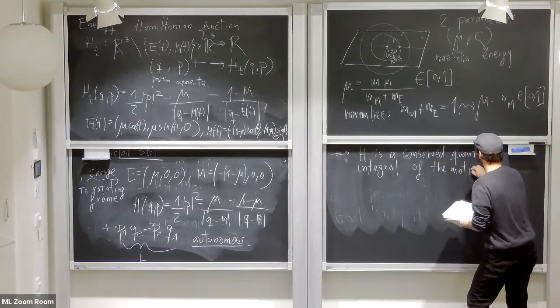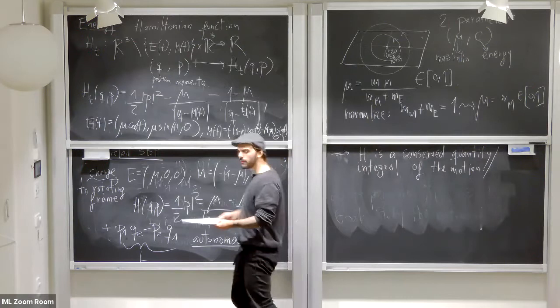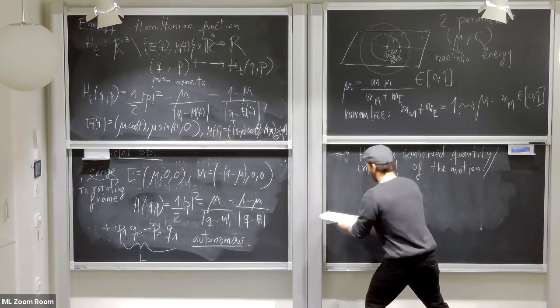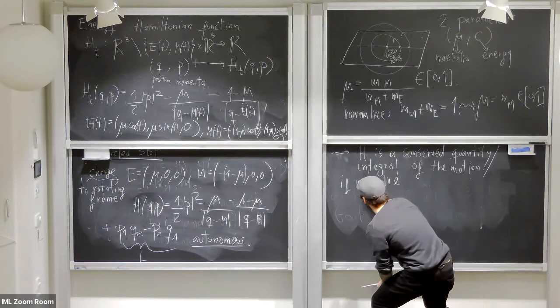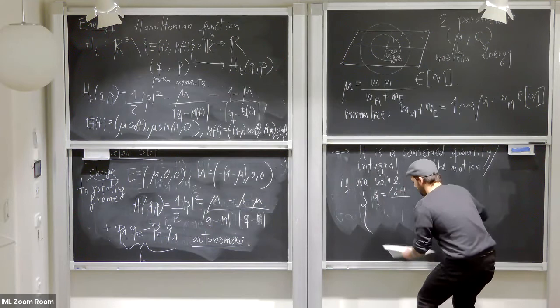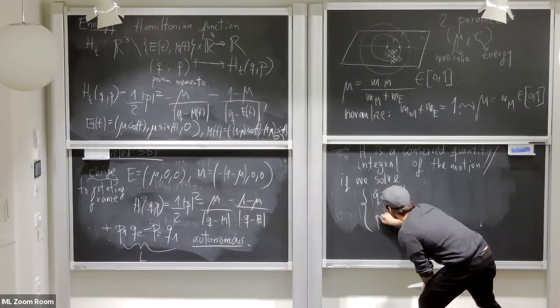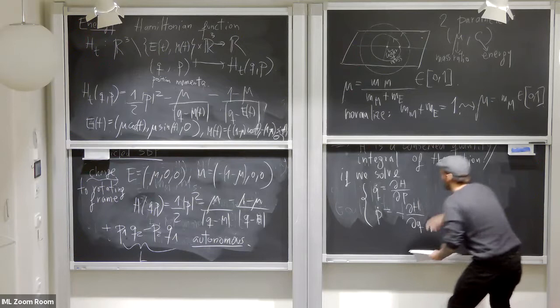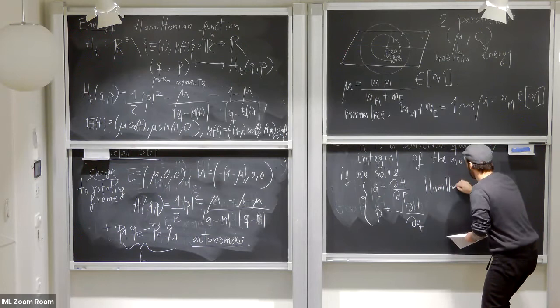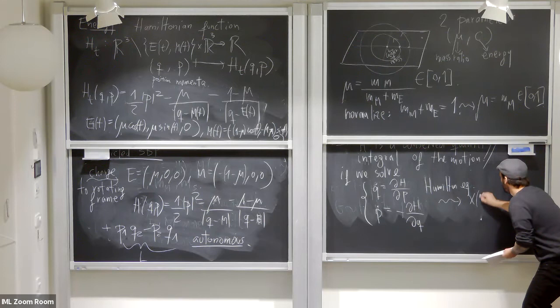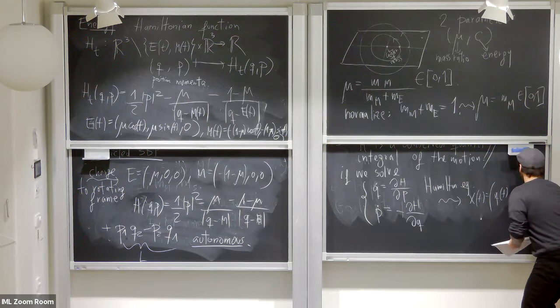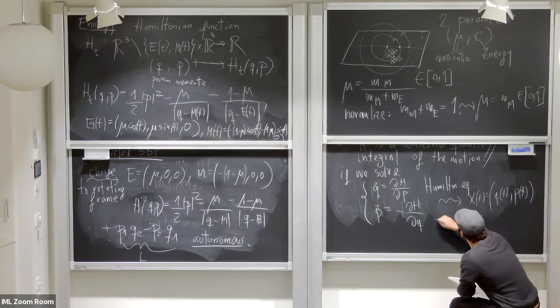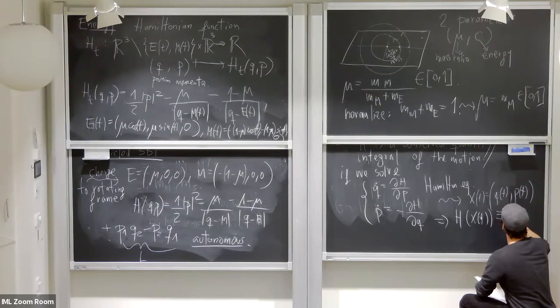And if you give me a Hamiltonian, what I do in physics, first thing I do is write down the Hamilton equations and solve them, which are the following. So we solve the equations q dot equals the derivative of H with respect to p, and p dot equals minus the derivative of H with respect to q. So I solve these two equations, which are called the Hamilton equations, and I get some solution x(t), q(t), p(t), which always exists. Well, then H of x(t) is constant. It doesn't depend on t.